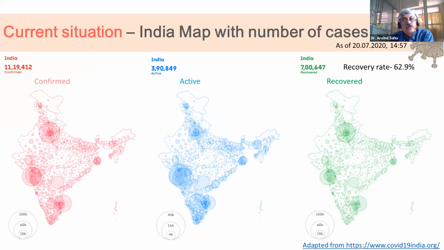As of 20th, we have many confirmed cases. Maharashtra has become a hub. We have a lot in Maharashtra, also in Delhi and Tamil Nadu, and now of course Bangalore and Karnataka are also increasing. There are close to 4 lakh active cases now, but the good thing is that the recovery rate is pretty good, about 63%, and over 7 lakh people have recovered.